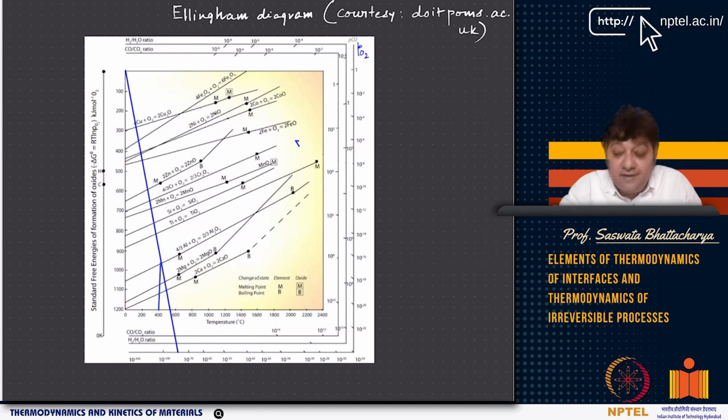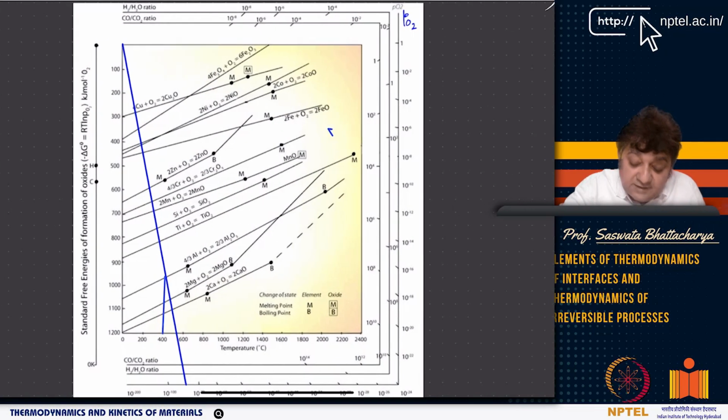So, this is from Dwight Lipson, Cambridge, which has a CC, that is, a Creative Commons license. I have taken this Ellingham chart. In this Ellingham chart, you have different oxides, right? Different metals and the oxide formation. If you look at that, the slope is positive.